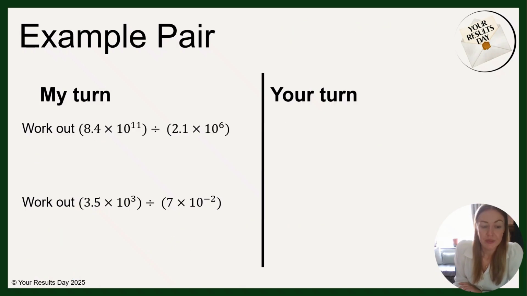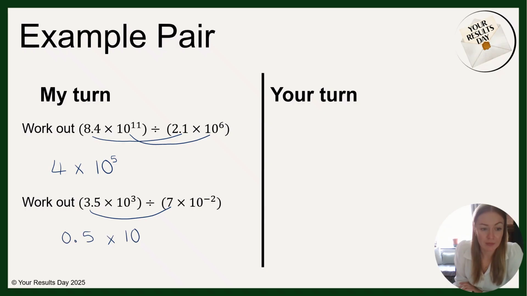And for division, we do the exact same thing, except we divide. So 8.4 divided by 2.1 is 4. And my division law tells me to subtract the powers, so 11 take away 6 is 5, so that would be 10 to the power of 5. 3.5 divided by 7 is 0.5. Subtracting my powers, 3 minus negative 2, well that's 3. Subtract a negative is like adding, so that would be positive 5.